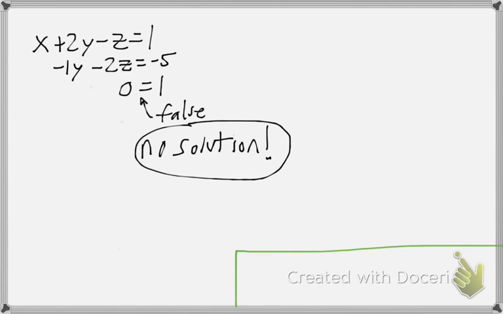Graphically, systems of three equations, three variables are planes, meaning they're like sheets of paper, and no solution would mean that there is no three-dimensional point where all three planes intersect.